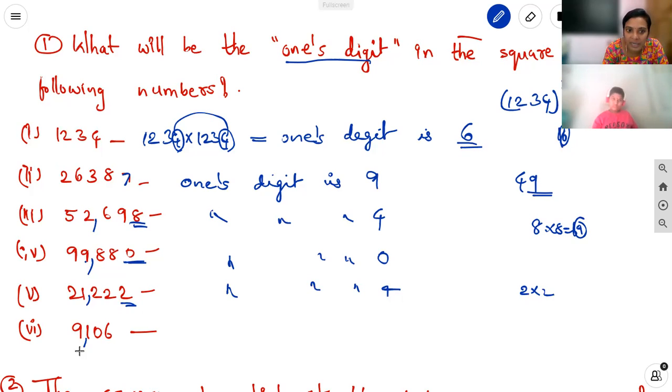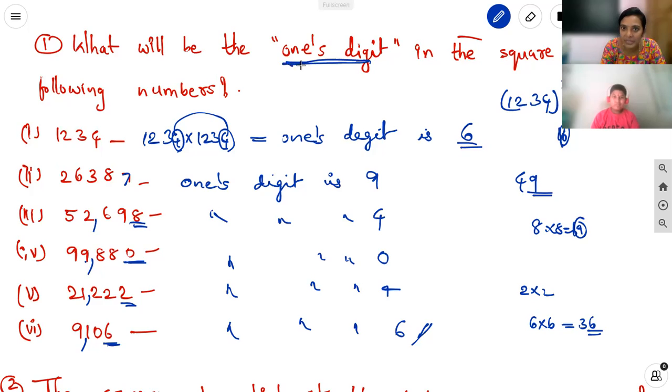The sixth one, 9,106. The number has the ones place 6. So we multiply that number, or the square of the number itself. 6 6s are 36. 6 is the ones digit number. In that way, we should find out what they are asking.